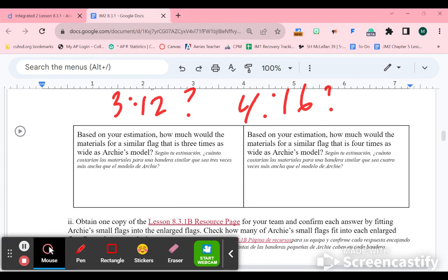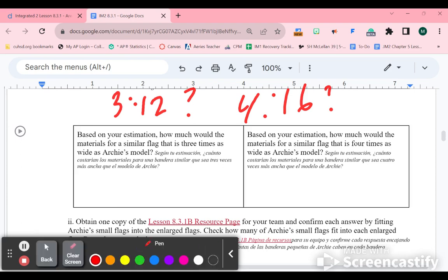So based on our estimate, how much would the materials be for the similar flag that is 3 times the width of Archie's model? Each of Archie's is $2. So I'm going to do 2 times the number of flags that I think are going to fit in, times 12. And that's 24. The reason I got 12 is because I'm thinking maybe you always multiply by 4, but we're going to check that.